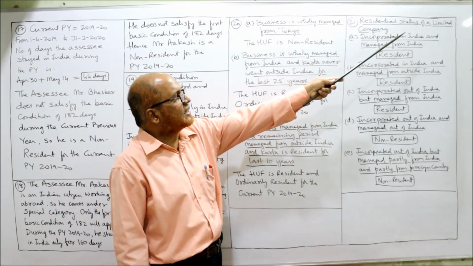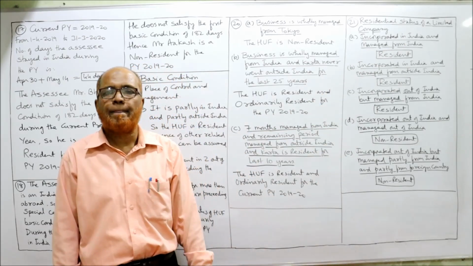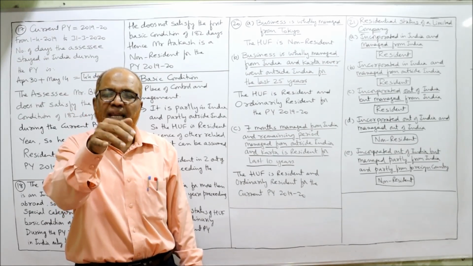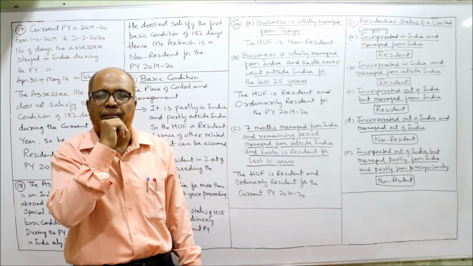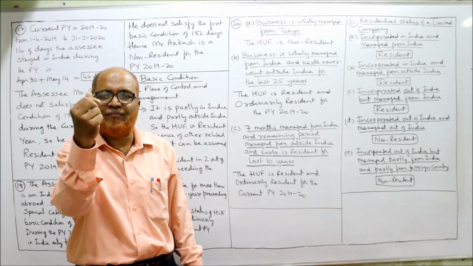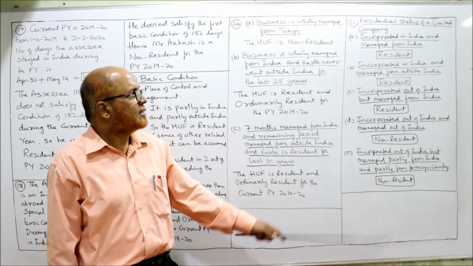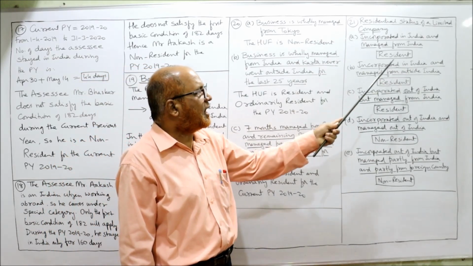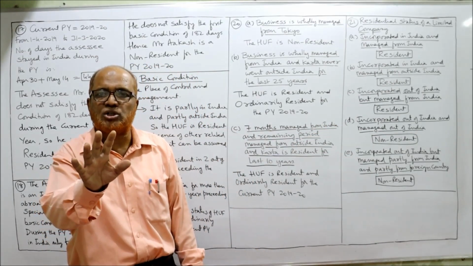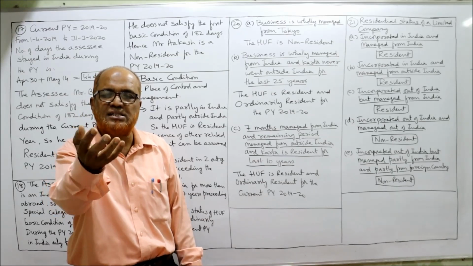First, residential status of a limited company incorporated in India and managed from India. First question. A company incorporated in India and managed in India, it's a resident company. Once it is incorporated in India, forget about where it is managed. It is Indian. It's a resident company. Second, incorporated in India and managed from outside India. Forget about managed. Once it is incorporated in India, it is a resident company.